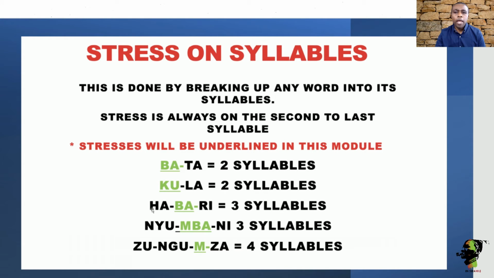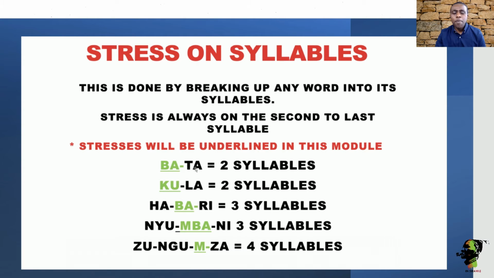But if you look at the word habari, it has more than two syllables. Habari. So it's also done by where your tongue is falling. Ha, ba, ri. Ha, ba, ri. Always use your chin to help you pronounce these words if you want to learn more difficult and longer words.